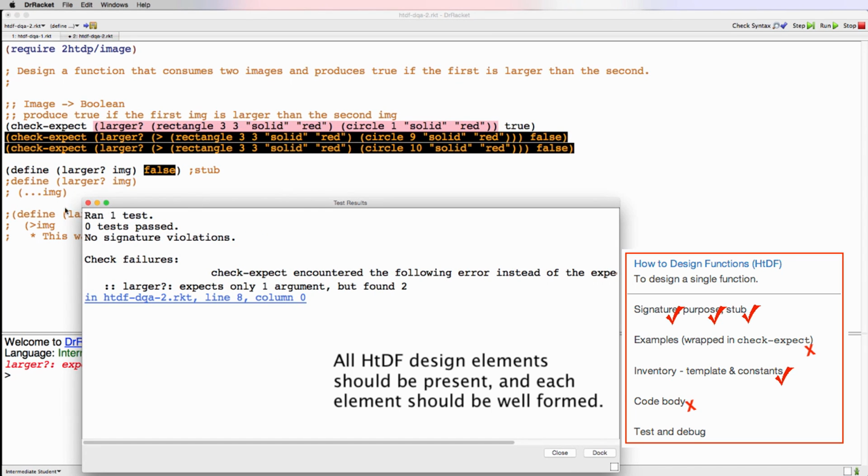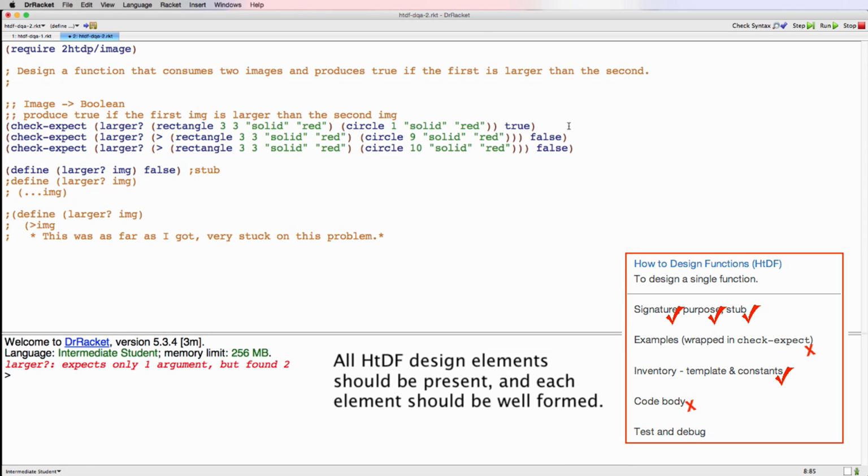This person was following the recipe, and that's pretty good. Except they didn't really completely follow the recipe. They wrote examples and they wrote a stub, but they never ran the examples against just the stub. And if they had done that, they would have fixed this call to larger here to look like that. They then would have realized that the stub was missing a parameter. It needs 2 parameters. And lots of other things would have gone better from that point forward. So an important step of the recipe, the reason we write the stub is so that you can run the test with just the stub.